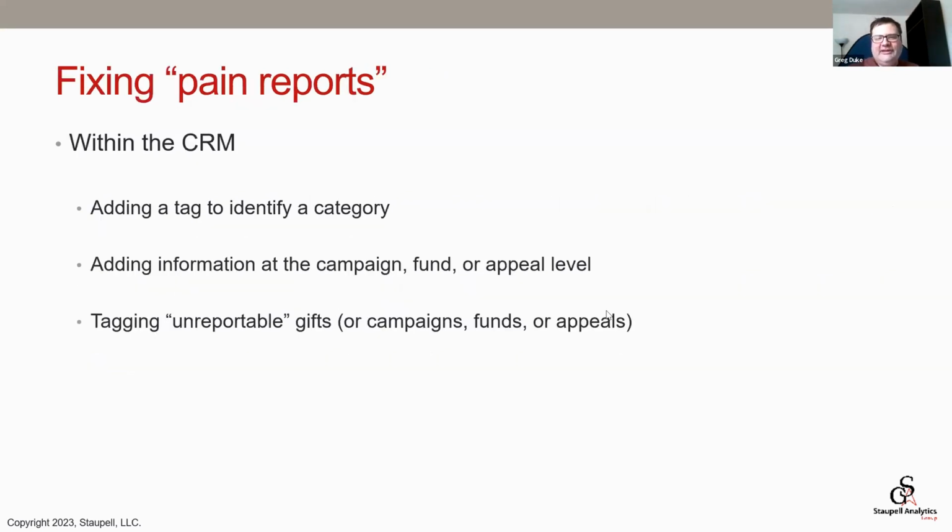So, starting off with fixing painful reports, the very first thing that I always suggest when you want to exclude something is identifying a tag, adding a tag somewhere in your database to identify a specific category. And this can be something at the campaign, fund, or appeal level. It could be something even as granular at a gift level, that a specific gift should be included in a campaign, or even in an appeal or a fund.